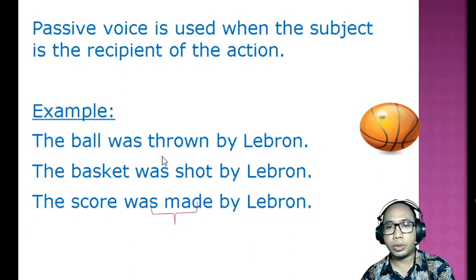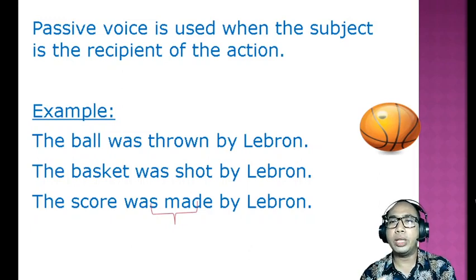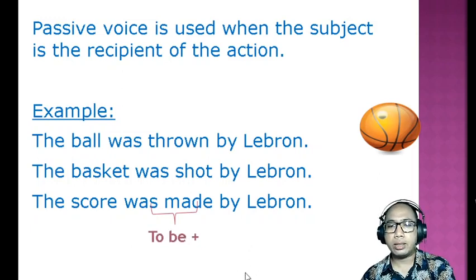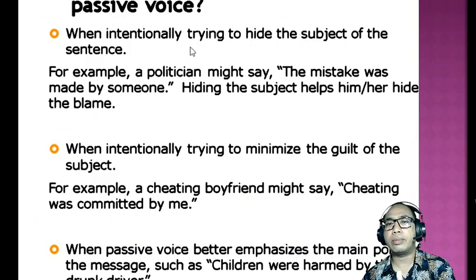The basket was shot by LeBron. The score was made by LeBron. So all the object is put in the front, and after that, to be plus verb 3, and then by LeBron. Remember, passive voice: to be plus verb 3. Okay? Next.